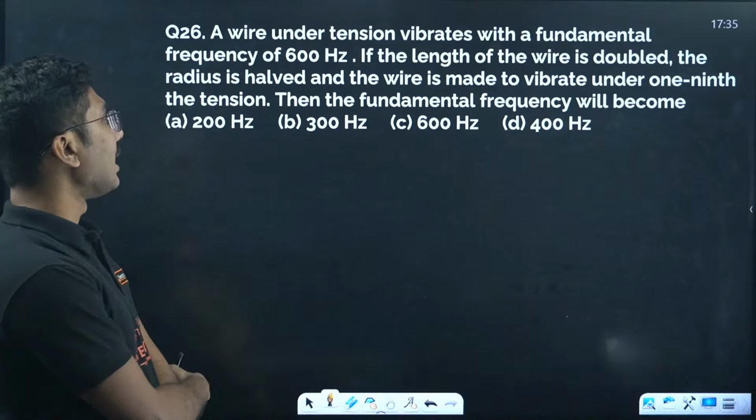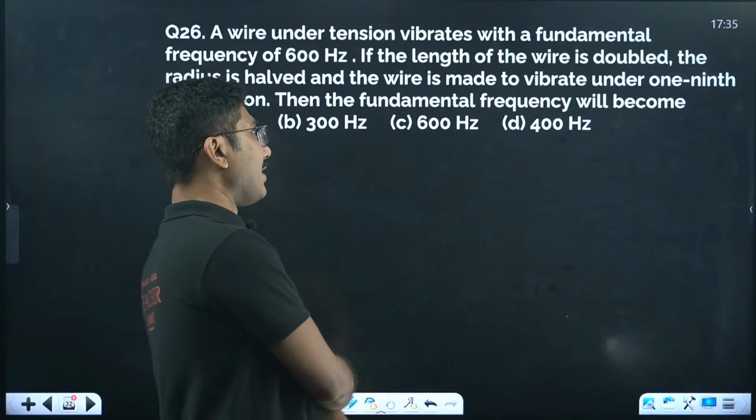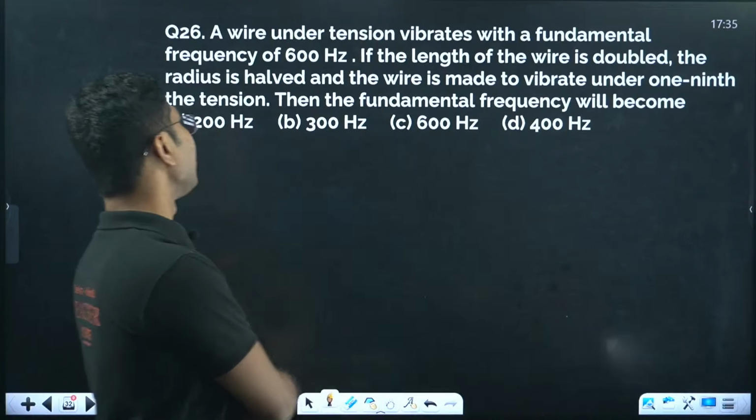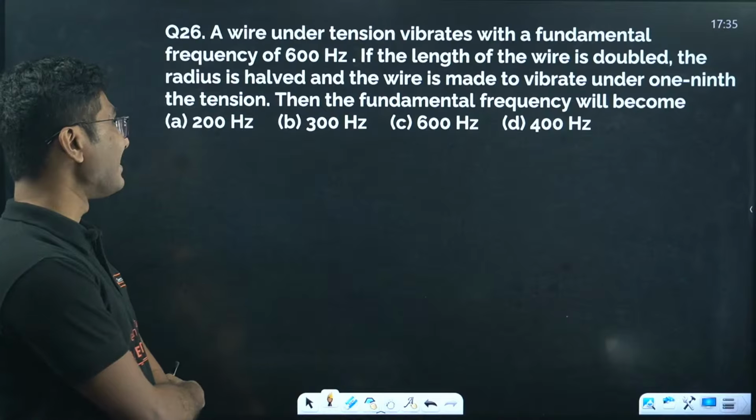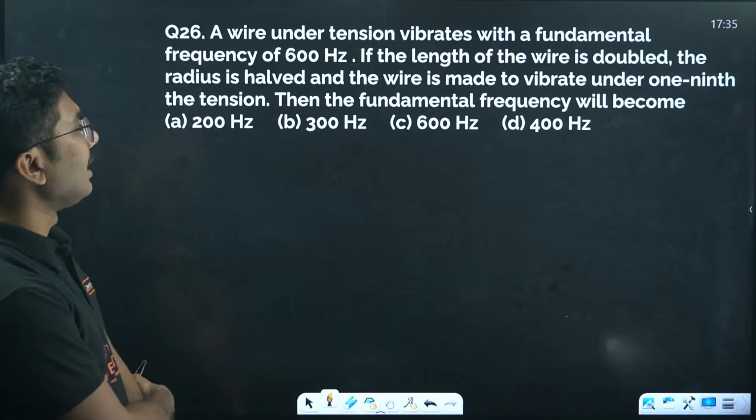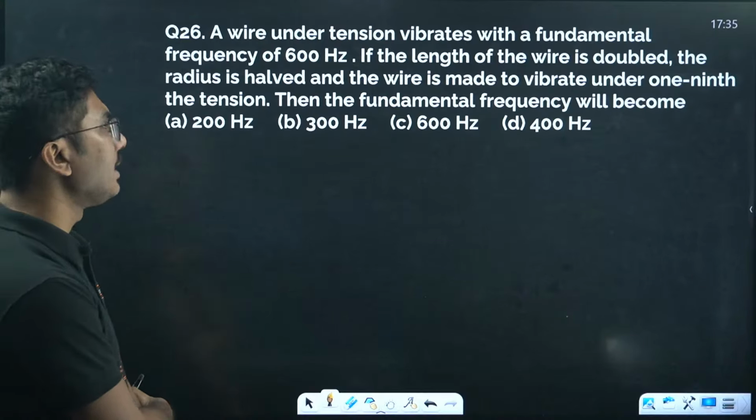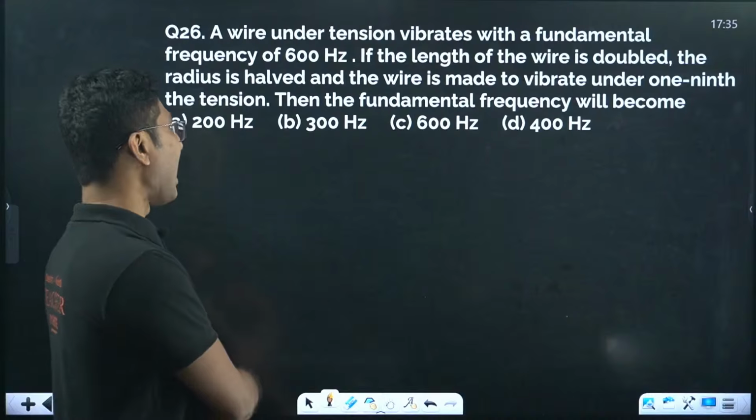A wire under tension vibrates with fundamental frequency of 600 Hz. If the length of the wire is doubled, the radius is halved.